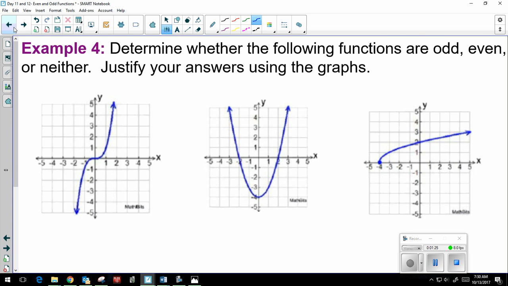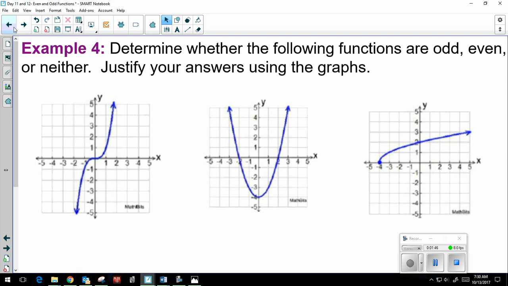The first one, do I have symmetry over the y-axis? Meaning, if I took this picture on a piece of paper and I folded it in half along that y-axis, would I have the same thing? And the answer is clearly no. So that's the easiest thing to check for. It's not even.